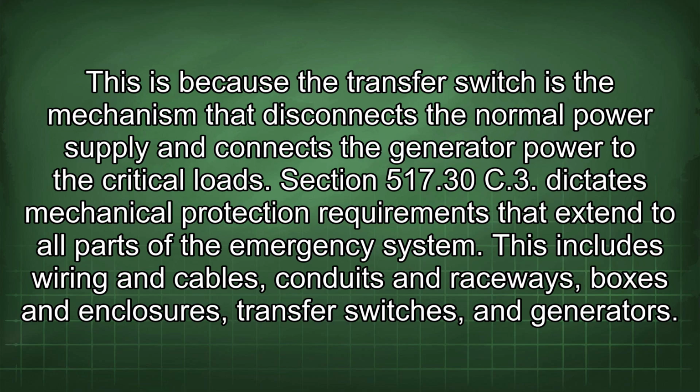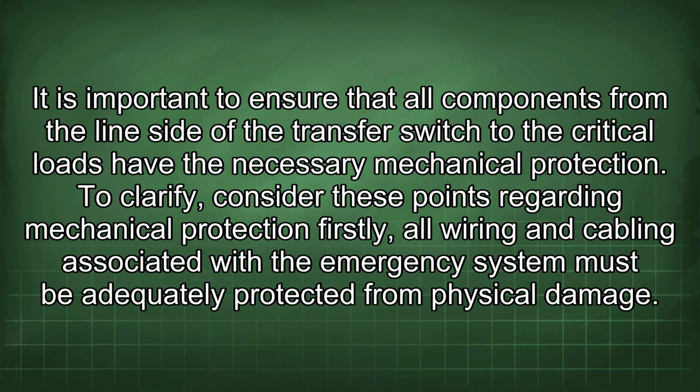Section 517.30(c)(3) dictates mechanical protection requirements that extend to all parts of the emergency system. This includes wiring and cables, conduits and raceways, boxes and enclosures, transfer switches and generators. It is important to ensure that all components from the line side of the transfer switch to the critical loads have the necessary mechanical protection. To clarify, consider these points regarding mechanical protection.